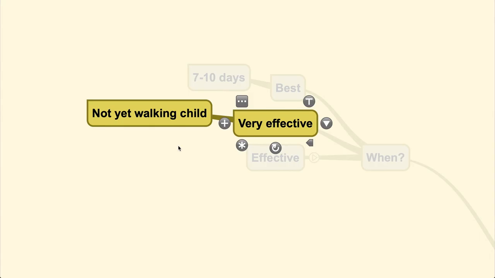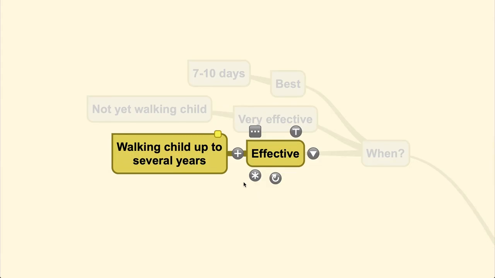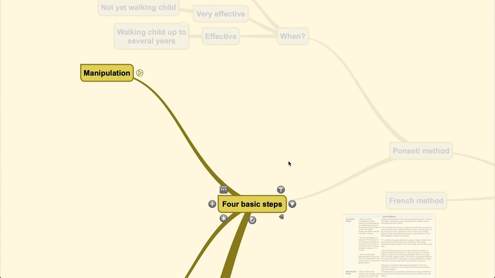The next question is when it is effective. Manipulation and casting is very effective if the child is not yet walking, and it is still effective if the child has just started walking and up to several years. You need to remember that surgery is usually done when non-operative treatment has failed. In developing countries, sometimes children present with CTEV after they have been walking for several years, and it is sometimes still advisable to try manipulation and casting and move on to the operation if the foot is too stiff to accept any changes. The next question is how do you do the Ponseti?